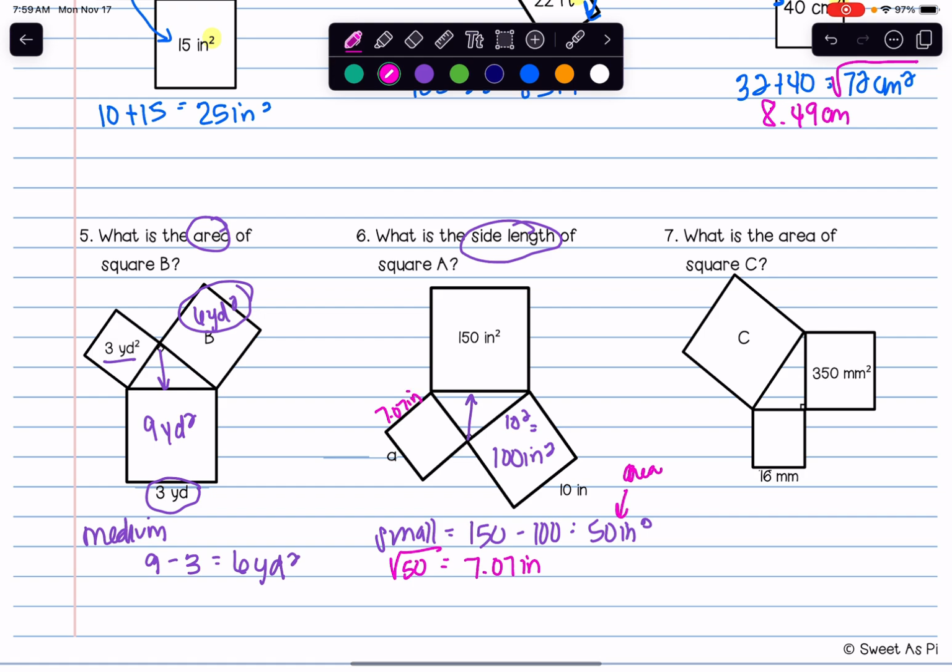And then on this last one, again, they gave me mixed numbers. They gave me area and side length. So I'm first going to have to find the area of this one and do 16 squared. That gives me 256 millimeters squared. I'm looking for my largest one, so I'm going to add these two. I'm going to do 350 plus 256, and that gives me 606 millimeters squared, and it asked for the area, so I am done. So 606 millimeters squared.